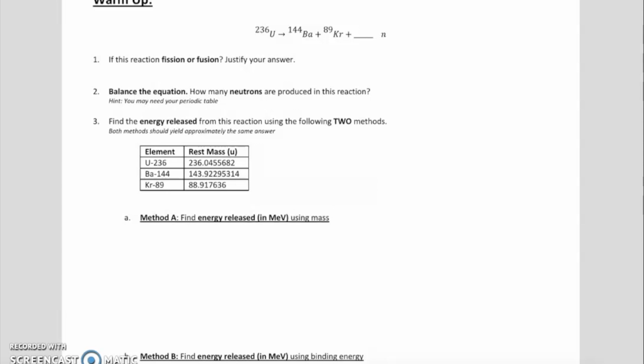Method A is going to be the energy released in mega electron volts using the mass lost and therefore energy released. And method B, a little bit annoying, is going to calculate the energy released in mega electron volts using binding energy. So pause the video here. This should be a bit of a review, and then unpause the video to check your answers.